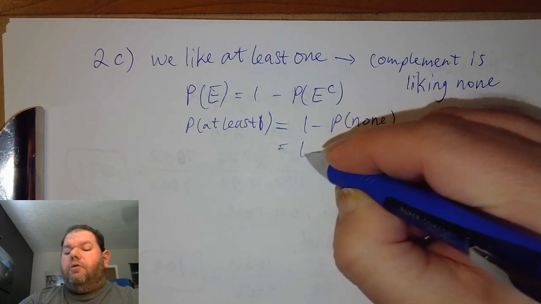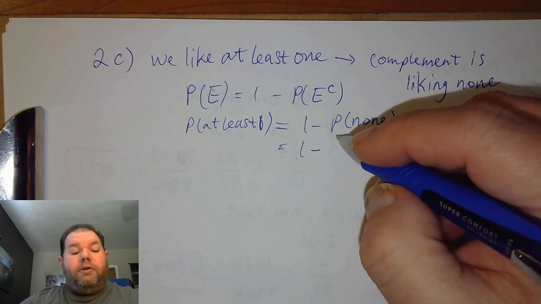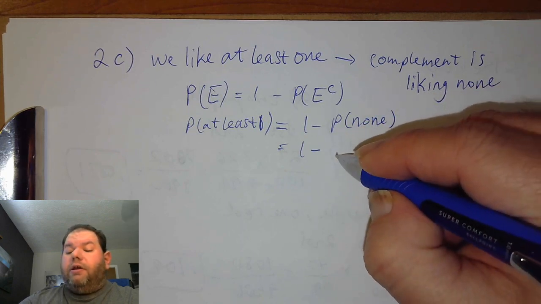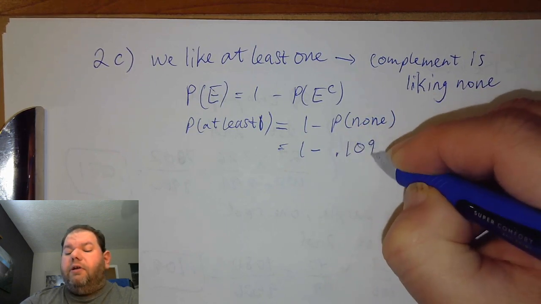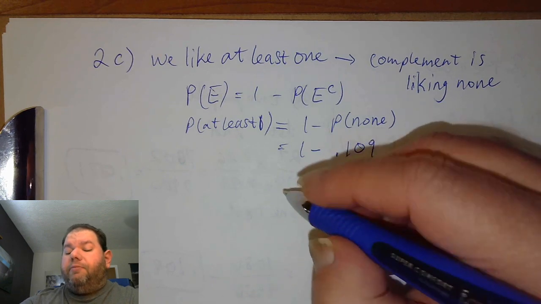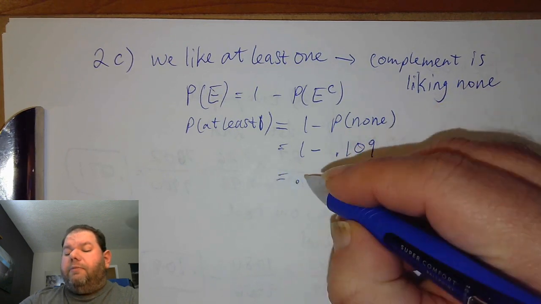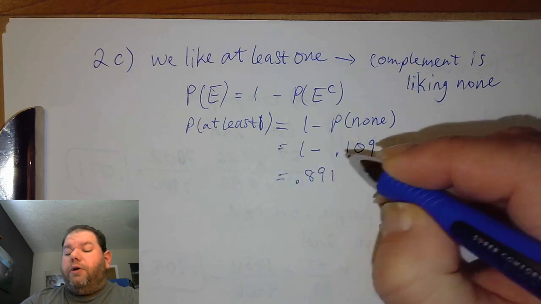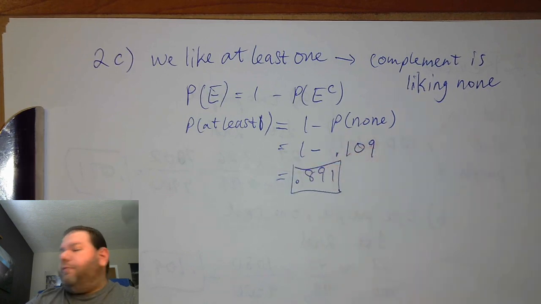Now, we've already calculated the probability that we like none of the songs. That was actually what we found in part B, and that was 0.109. So all we have to do here is subtract, and we end up with 0.891 as our probability.